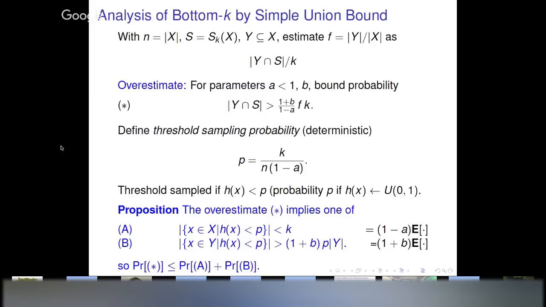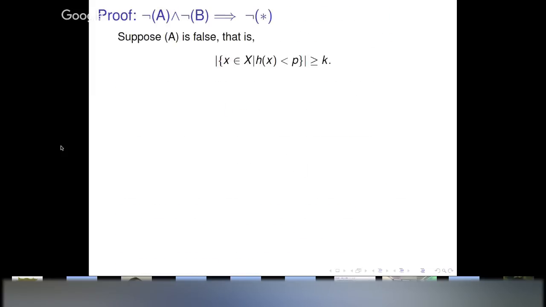And it's by this factor 1 minus A or 1 plus A, and that's why it comes in here. So I will actually just move straight on. If you don't remember what A is, it doesn't matter because it's written here. So if A is false, it's basically this thing that we had at least K threshold samples from the set X.